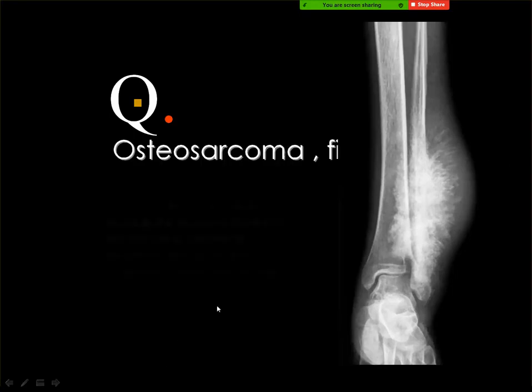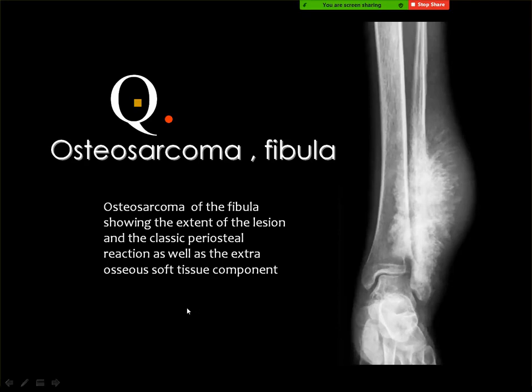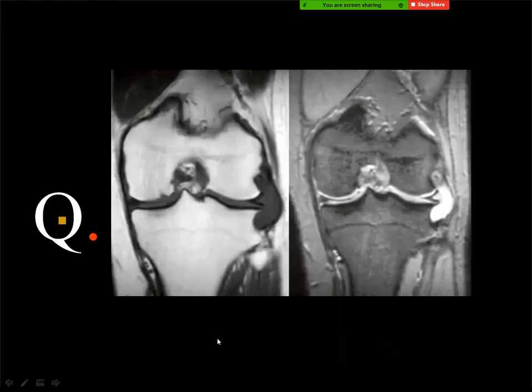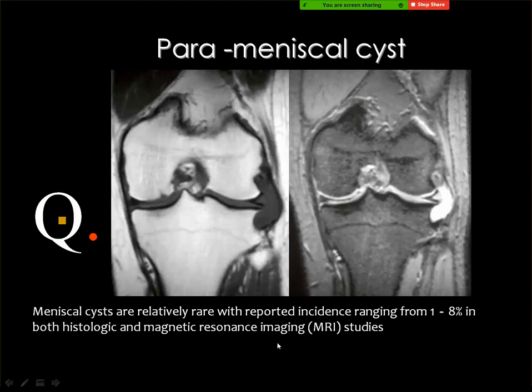Osteosarcoma. Spot classic appearance of an osteosarcoma with sun ray spiculations and the sclerotic texture, and the site of the lesion are in favor of an osteosarcoma of the fibula. Next, cyst of the meniscus. Yes, this meniscus is torn, and you got a cystic lesion filled by fluid at the base of the torn meniscus. This is known as a parameniscal cyst.